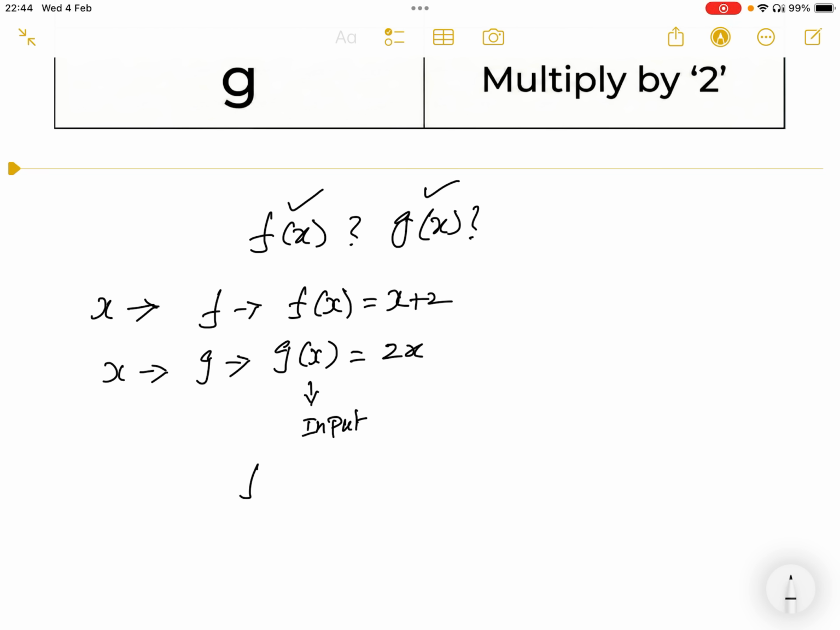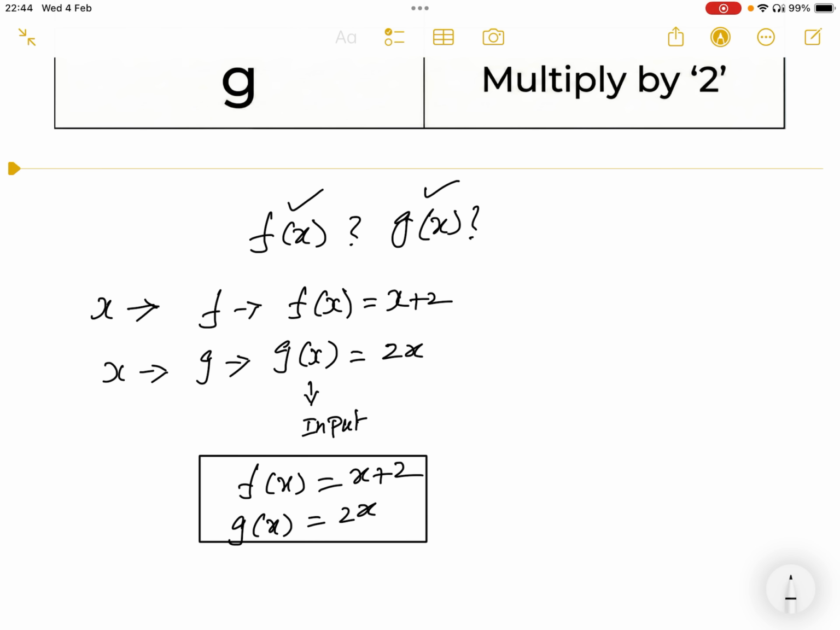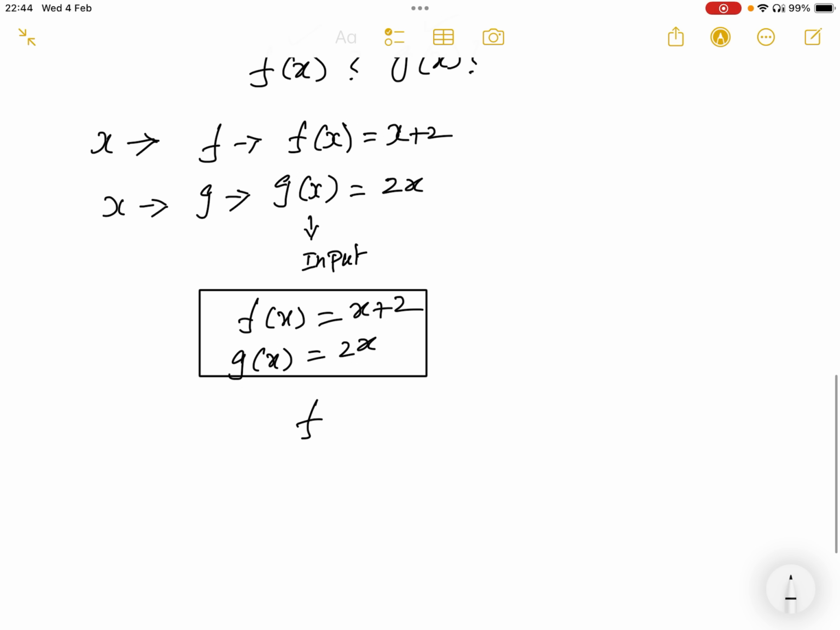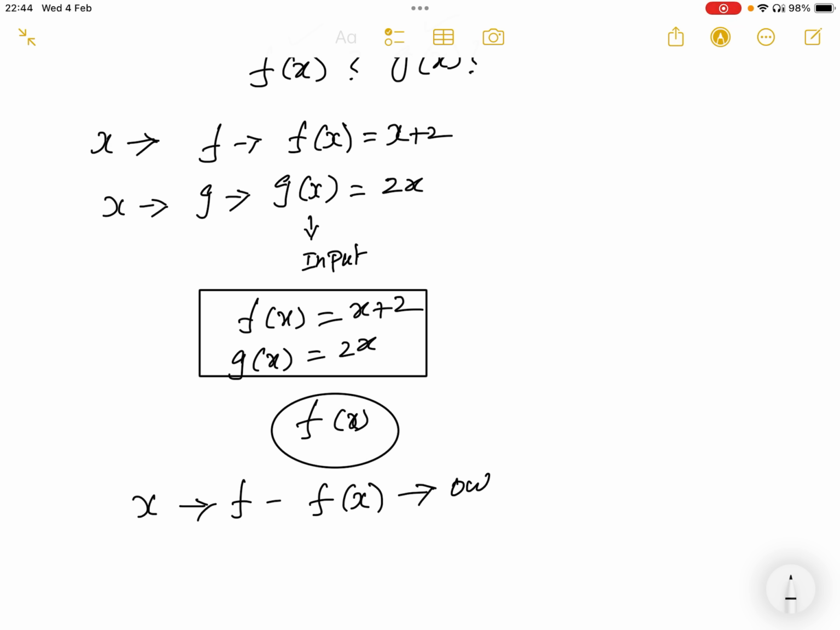Now if you see f of x, for example, we will say f of x is equal to x plus 2 in this case, and g of x equals 2x. See, that's how you now understand a function. Generally, when you see a function like f of x, don't see it in an abstract way, but just think like this: x goes to f, the rule of f is applied on x, and you get the output. This is actually what a function means.